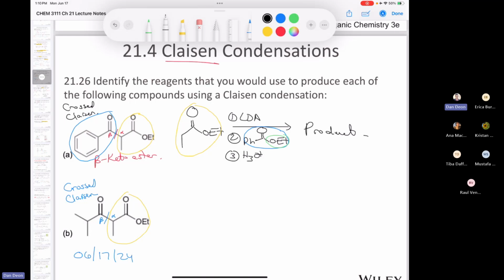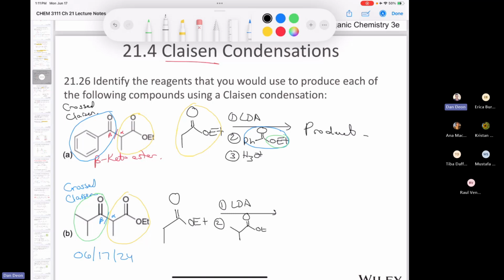So we're going to start with our ethyl propionate, which looks like this. In step one, we're going to hit it with LDA. In step two, we're going to treat it with our other ester. And if I just circle this part in green, you can see what the ester is going to be. So let's pencil that in. It's going to look like this.